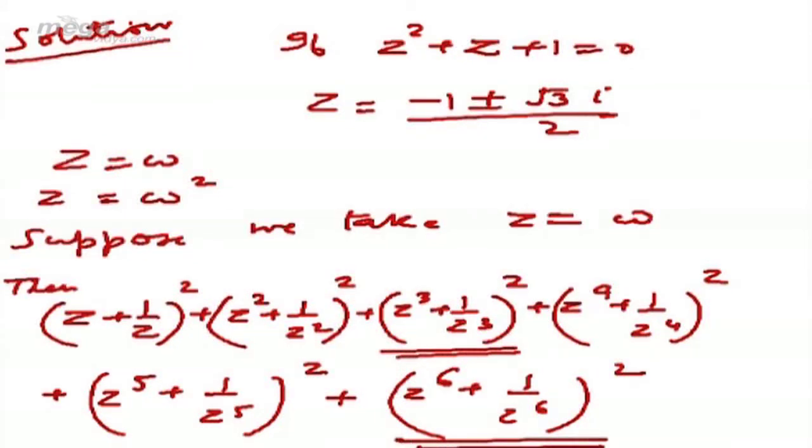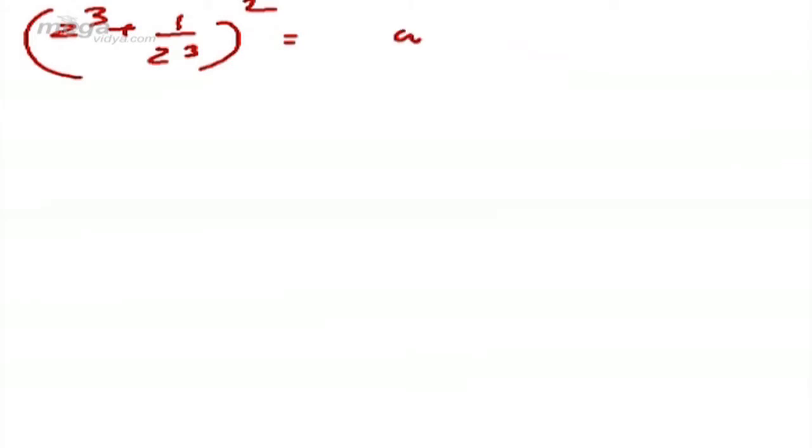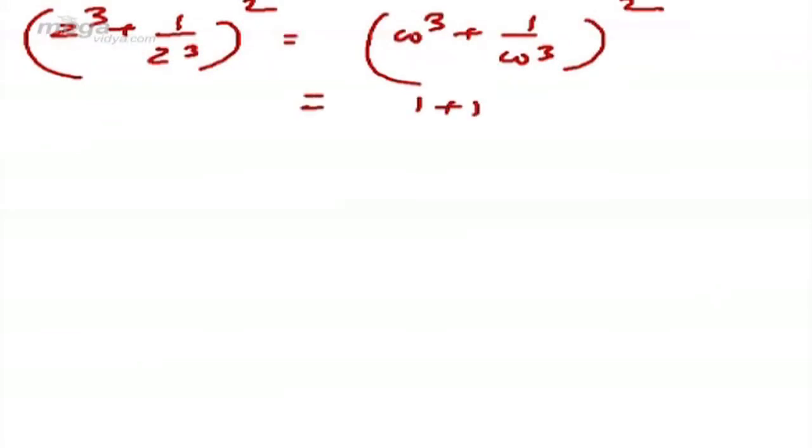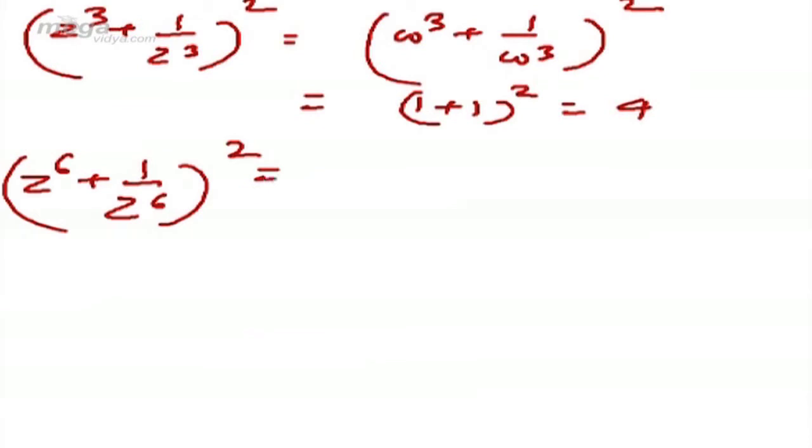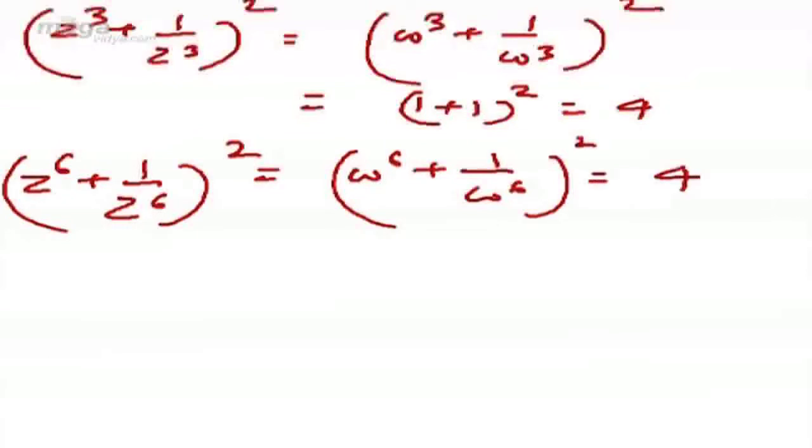First we find out the value of these two terms, that is (z³ + 1/z³)². z³ will be omega cube, so (ω³ + 1/ω³)² is (1 + 1)², that is 4. Similarly, (z⁶ + 1/z⁶)² will be (ω⁶ + 1/ω⁶)². This will again become 4.